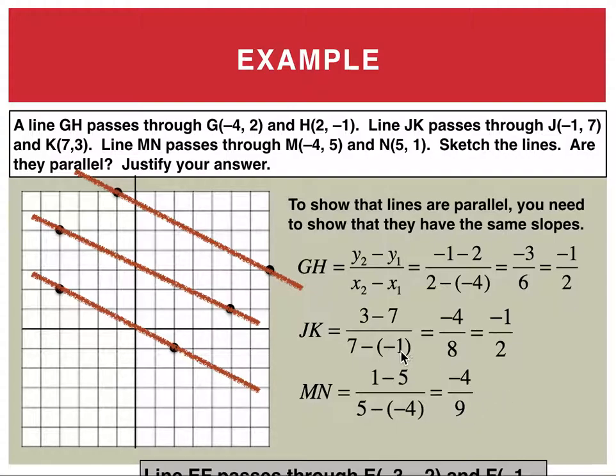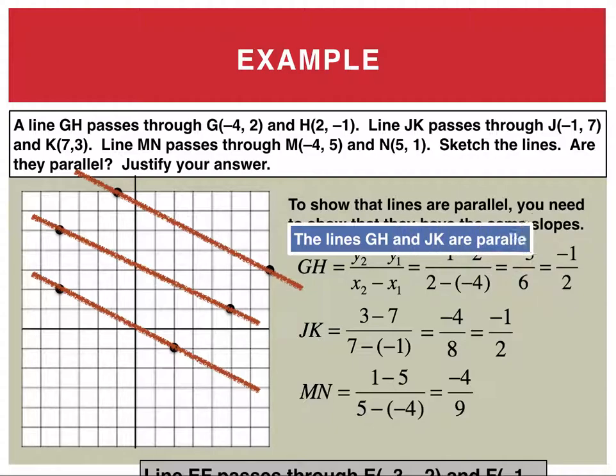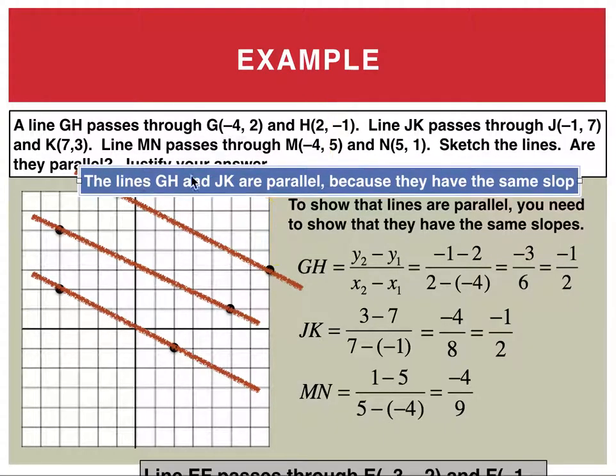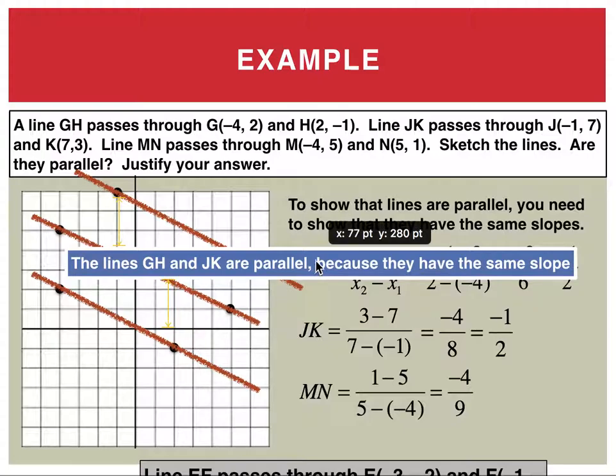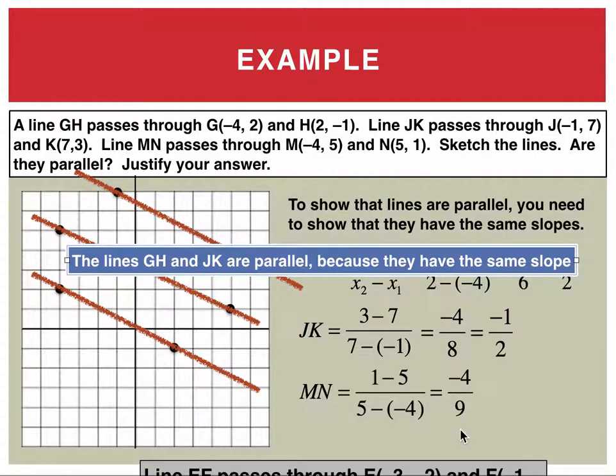So the answer that I should get when I'm all done is the lines GH and JK are parallel because they have the same slope. And that is the answer to this question. They are parallel because they have the same slope. They both have a slope of negative 1 over 2.